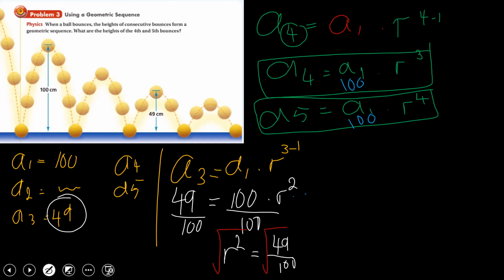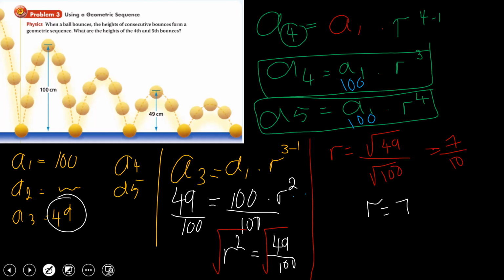I want only r. So what I have to do, I have to put each term under a square root. So r will be the square root of 49 over the square root of 100, which is 7 over 10. That means, as you see from here, r is 7 over 10.